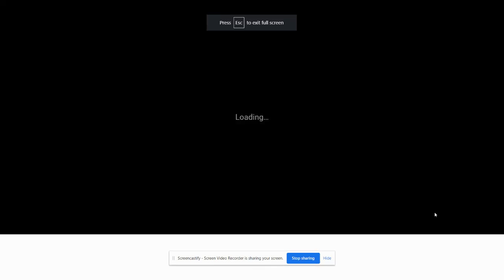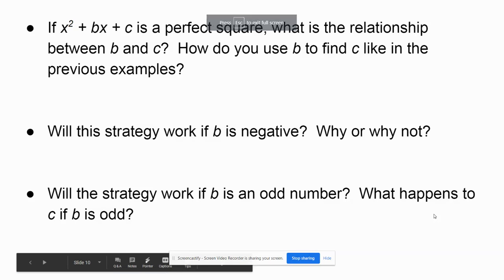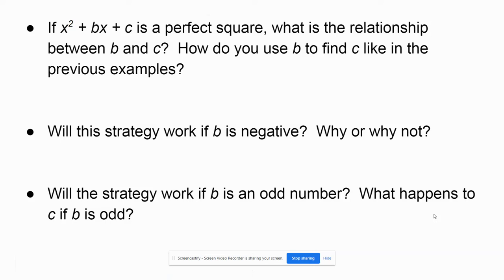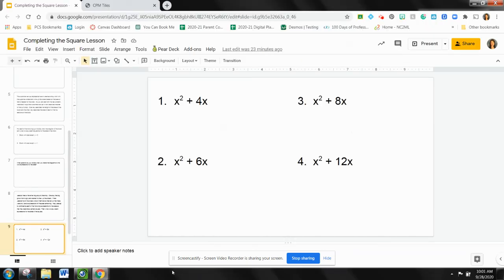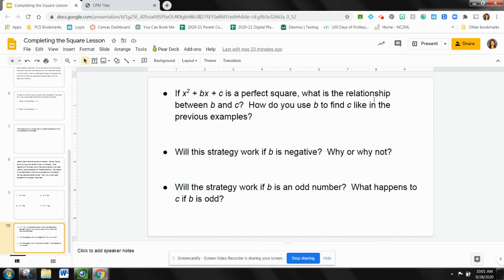All right. So if x squared plus bx plus c is a perfect square, what is the relationship between b and c? How do I use b to find c? And then I have those other 2 questions. So I'm going to go back to my document camera really quick, and we're going to answer that first question. If x squared plus bx plus c is a perfect square, what's the relationship between b and c?